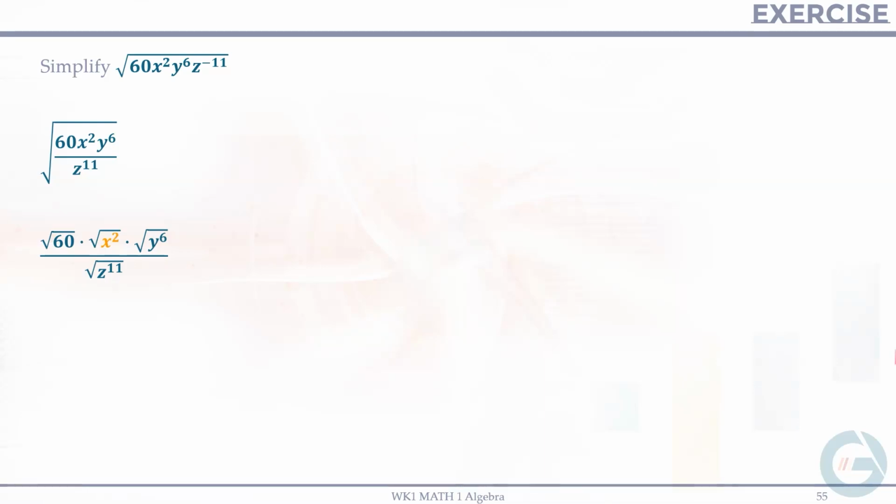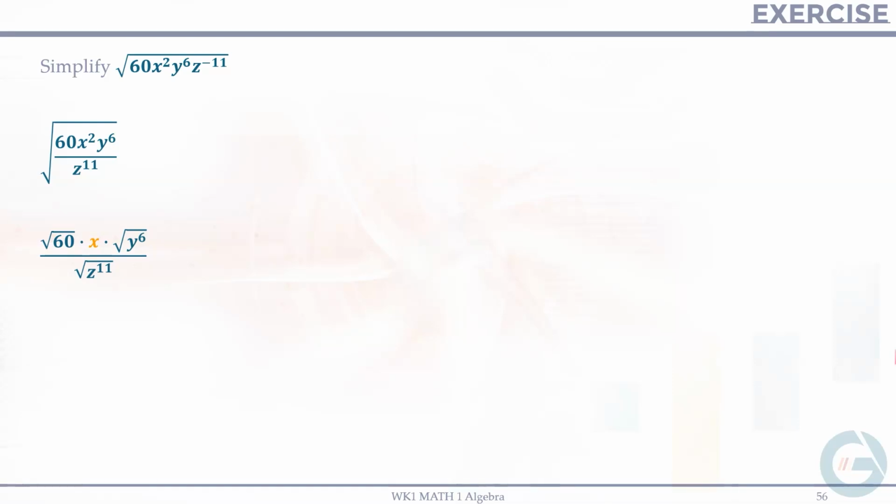Of course, that is x. So this is another thing to note. If you have the square root of a square, it will cancel out that radical sign, right? Since x times x is x squared, the square root of x squared is x. Okay, so we can apply the same concept to y raised to 6.